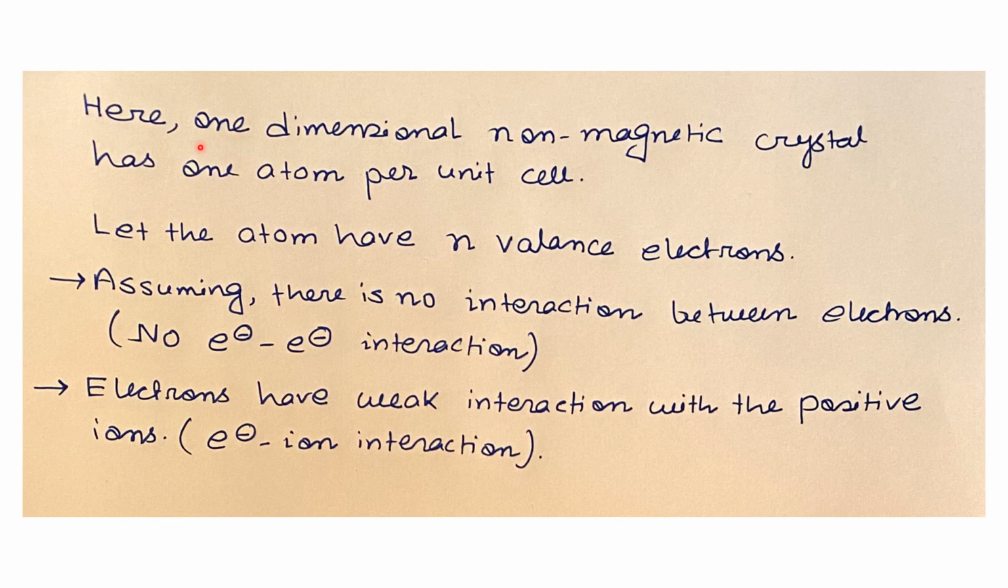So, here we are given a one-dimensional non-magnetic crystal with one atom per unit cell. Let the atom have n valence electrons. Now, there are two assumptions we have to consider according to the question. Those are, there is no interaction between electrons, so no electron-electron interaction. And the second assumption is electrons have weak interaction with the positive ions, that is electron-ion interaction. So, these are the assumptions basically we consider in the free electron theory of metals.